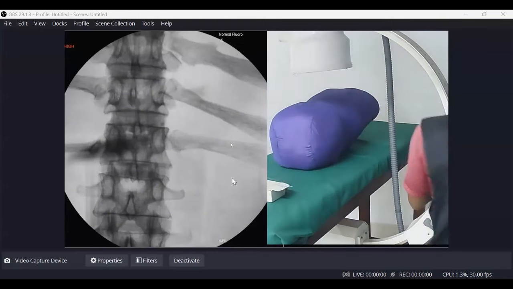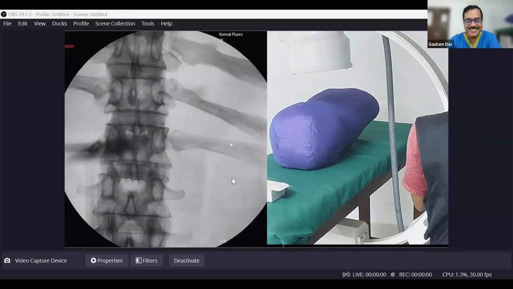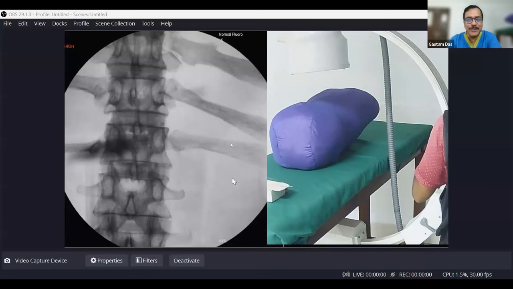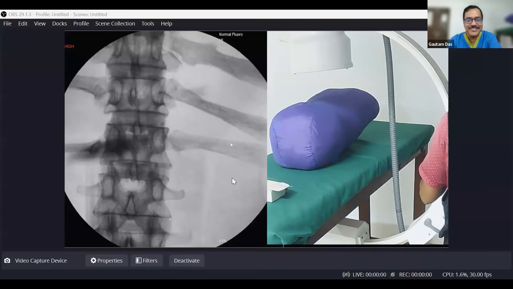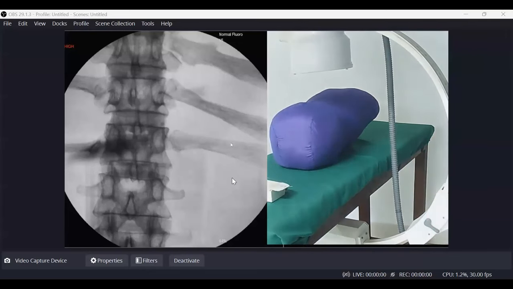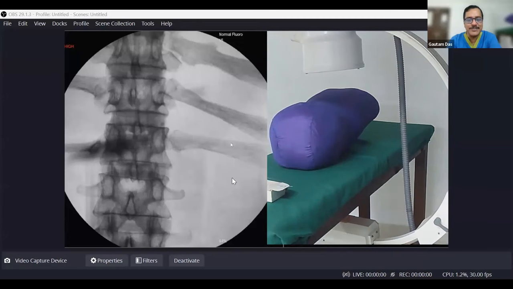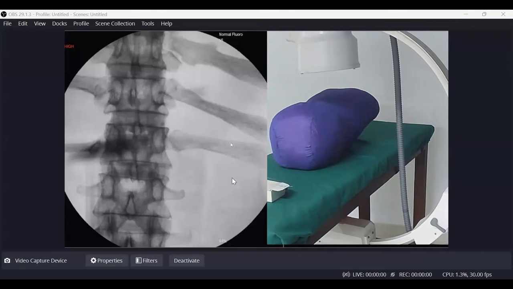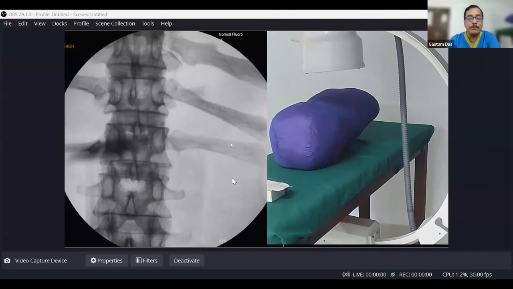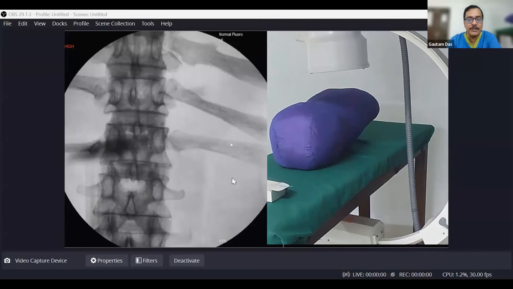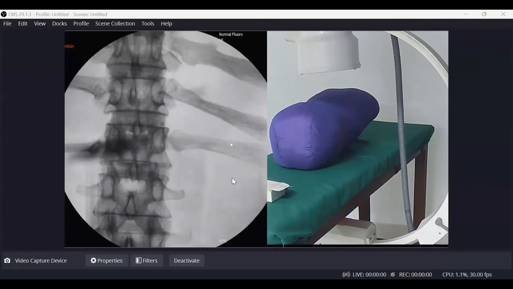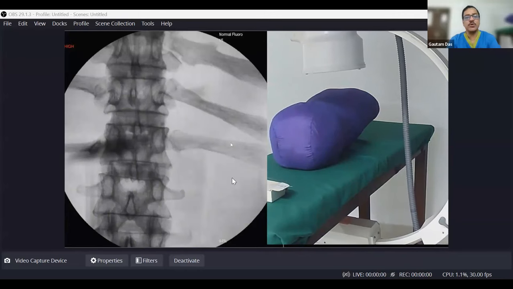Coccydynia can happen, sir. Very good. What else? Piriformis syndrome. I had already told you discogenic back pain because of the internal disc disruption. Piriformis, very good. Quadratus lumborum, sir. Yes, quadratus lumborum also. So these are the things where the back pain will be aggravated on sitting.